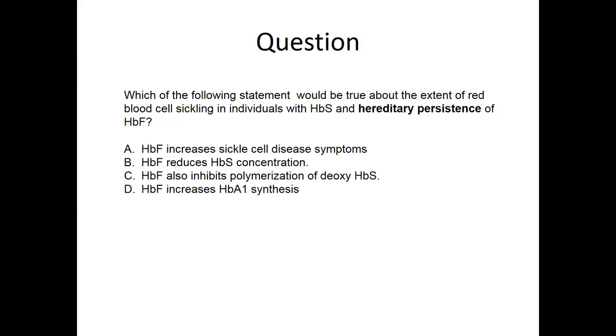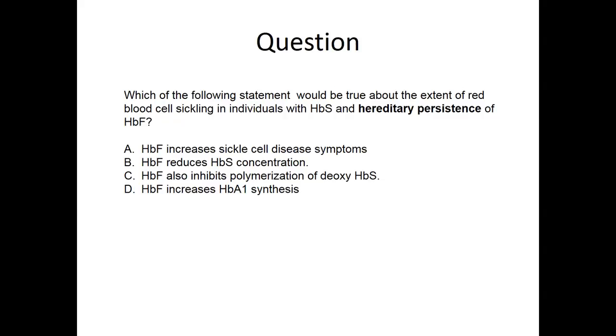A: Hemoglobin F increases the sickle cell disease symptoms. B: Hemoglobin F reduces the sickle hemoglobin S concentration. C: Hemoglobin F also inhibits polymerization of deoxyhemoglobin. D: Hemoglobin F increases the hemoglobin A1C. Which one is it? A, B, or C? All right, I like that. So for the F, it will be B.